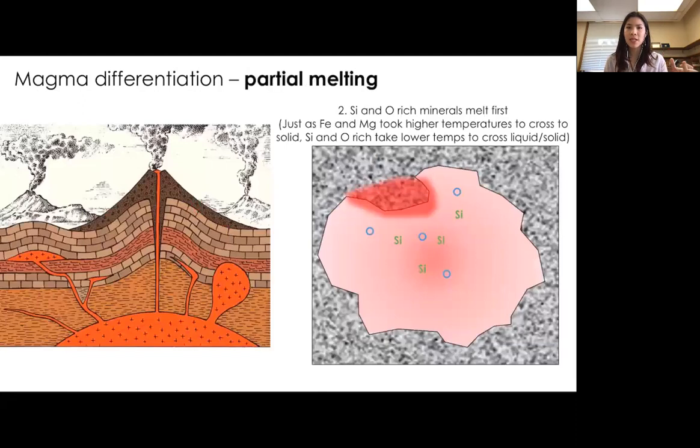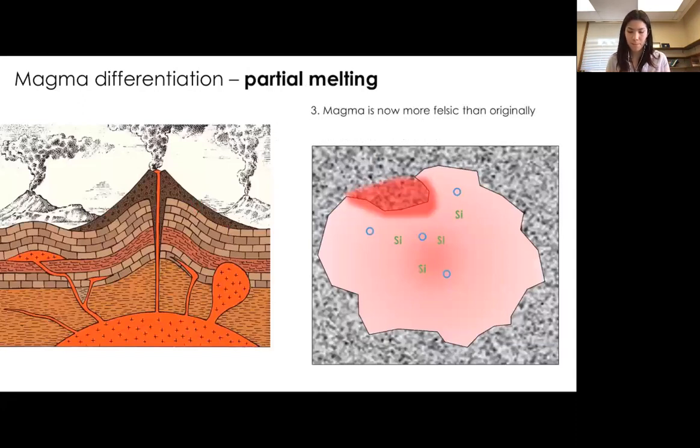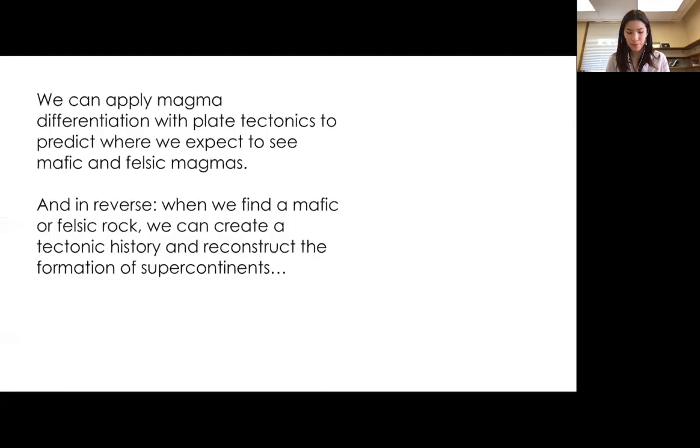If the surrounding rock continued to heat up, then we would start to see more iron and magnesium added to it. However, we often don't get to that case. So this partial melting preferentially will make the magma more felsic, right? Those are kind of the two main principles by which we get different magma compositions across the world.